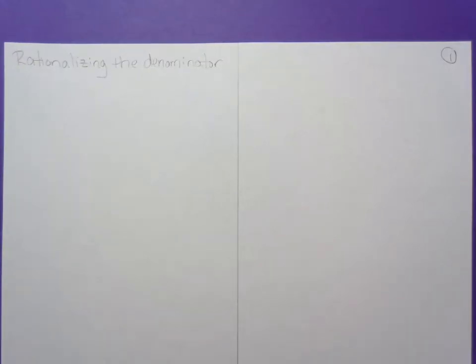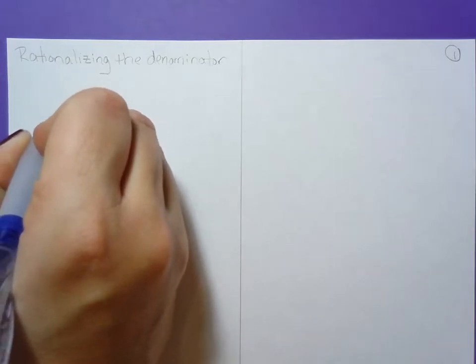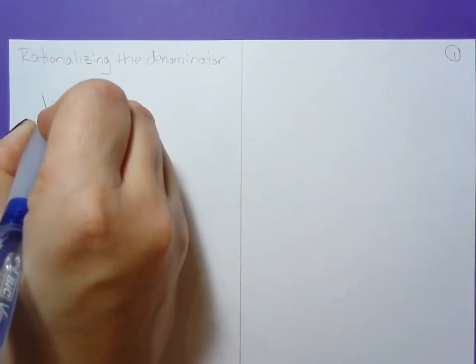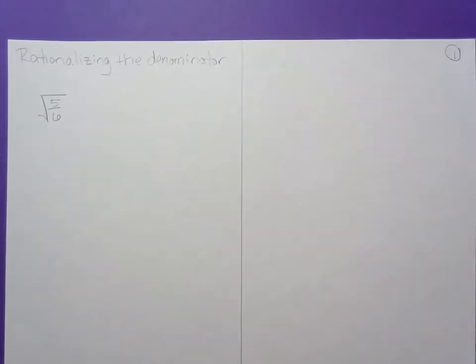This lesson is rationalizing the denominator. We're just taking where we started with simplifying radicals and carrying it on to the next step. When it talks about rationalizing the denominator, it's because we started with a fraction, so we had to have a denominator to start with. So we're going to start with the square root of 5/6.